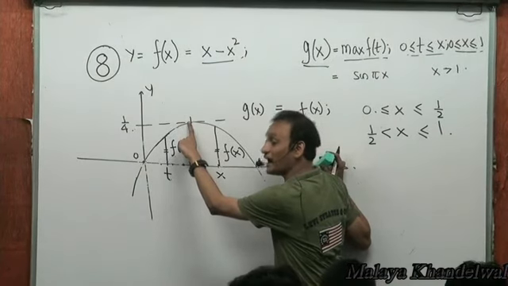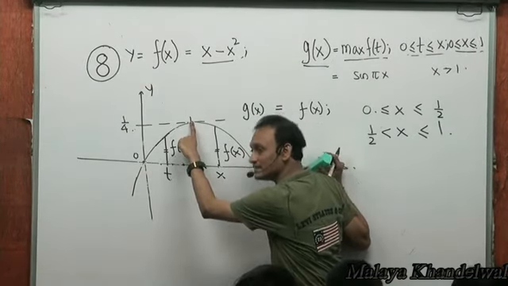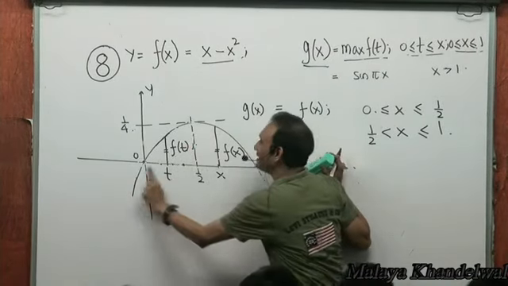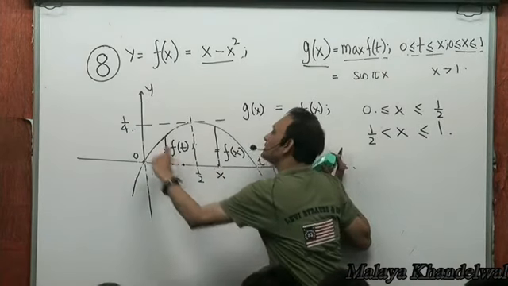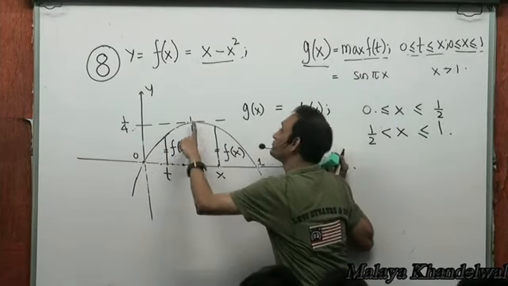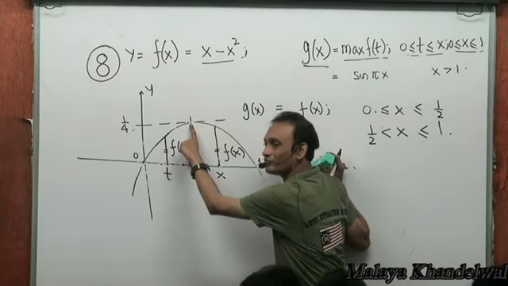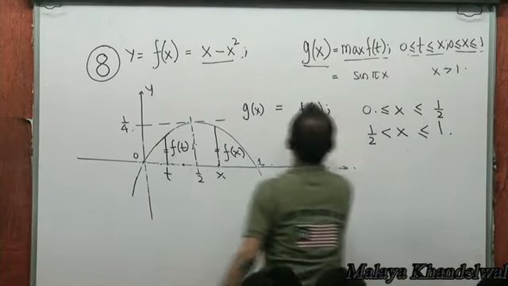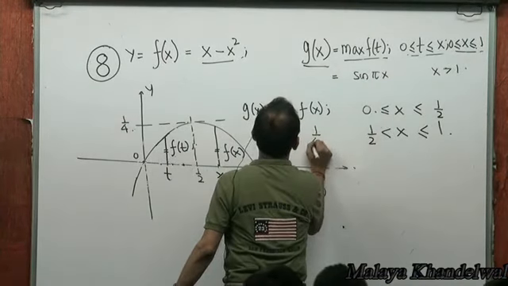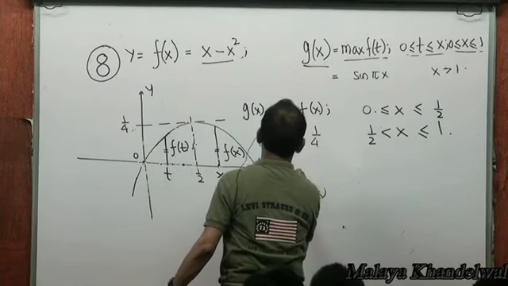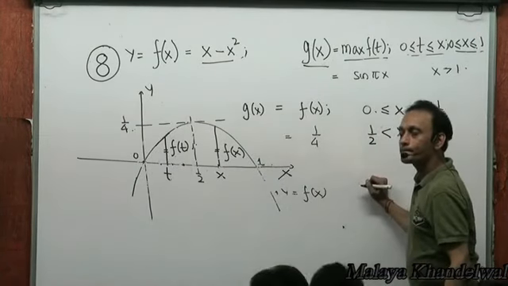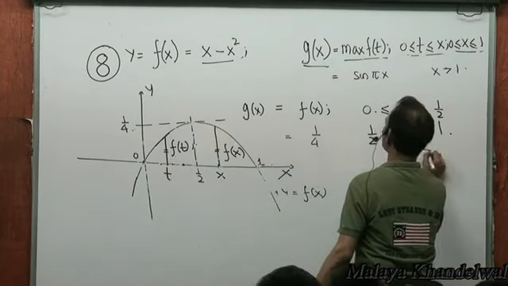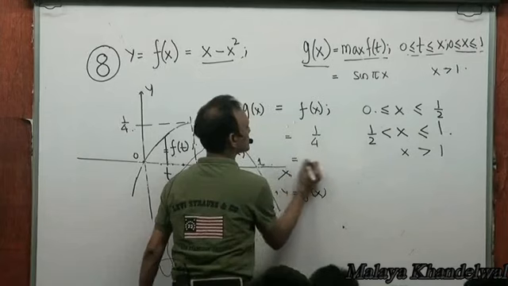1/4 is produced at half. This length is 1/4, yes or no? So if x is greater than half, less than or equal to 1, then with t running from 0 to x, the greatest f(t) produced would be 1/4. Does it make sense to you or not? And then, of course, for x greater than 1, it is sine pi x.